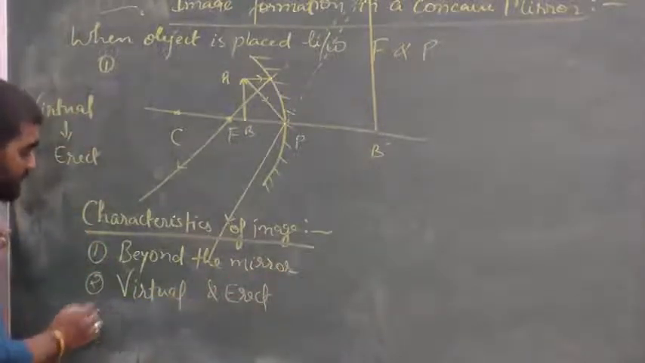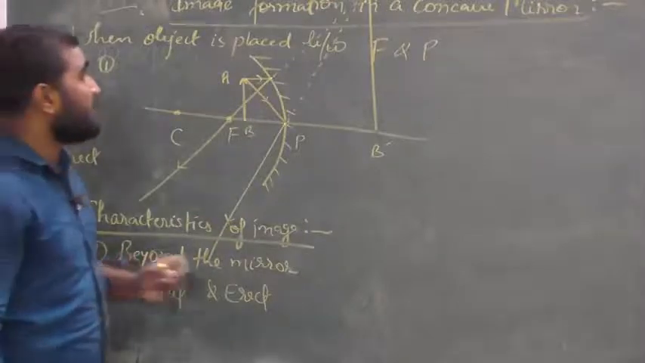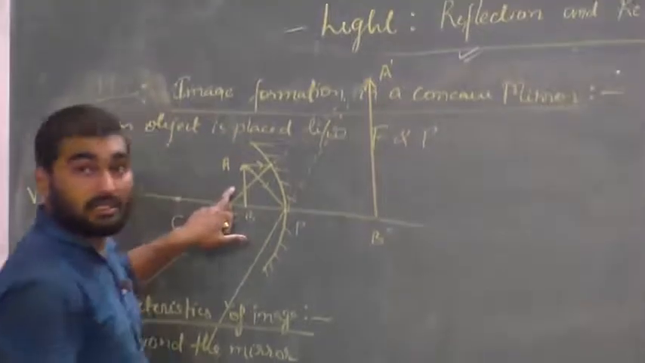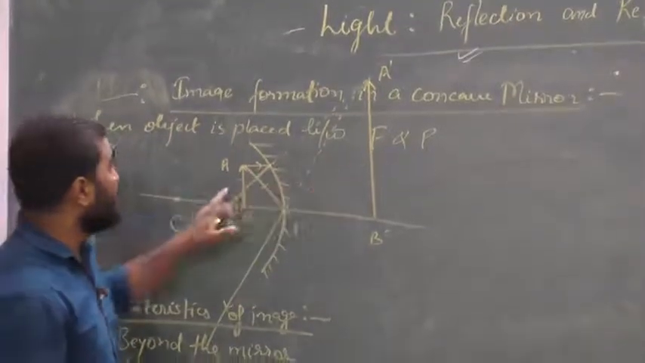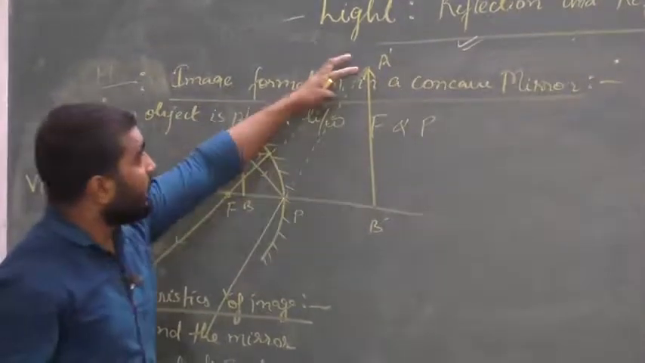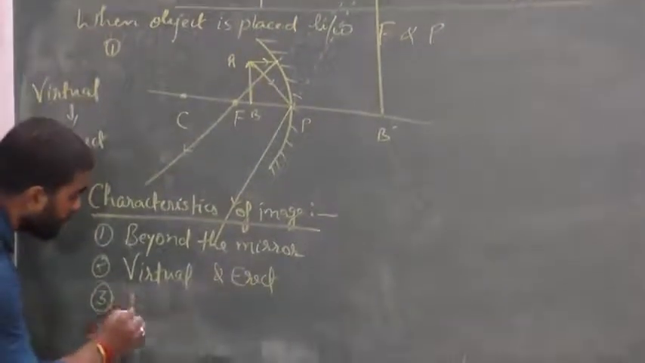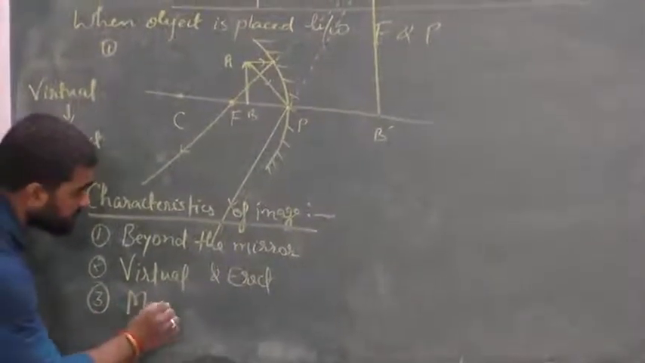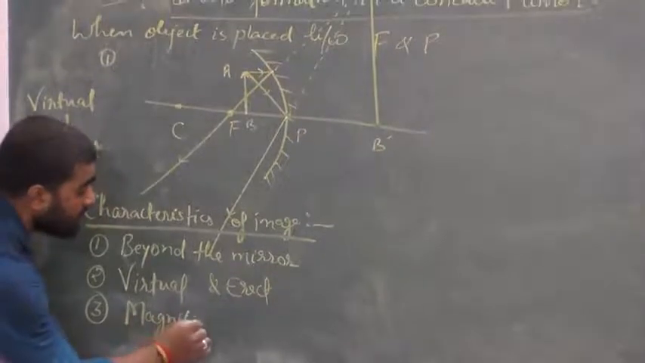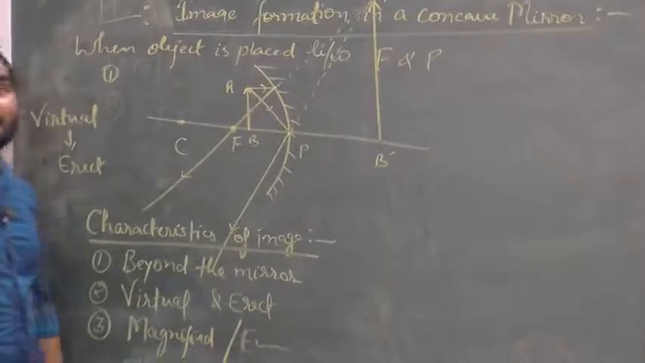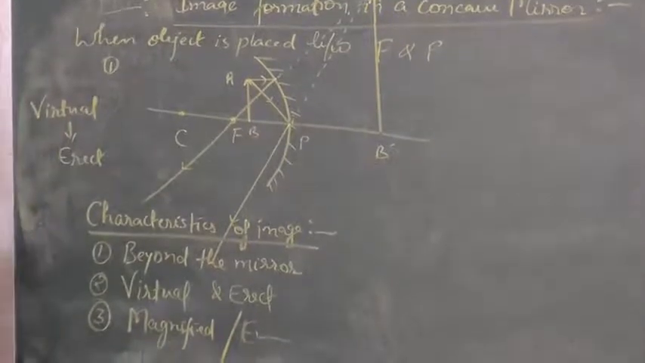And the third case is what? Size of the image. What is the size of the image? It will be magnified, because it is larger than the object. So we can say a magnified image is forming here, or you can say an enlarged image is forming.